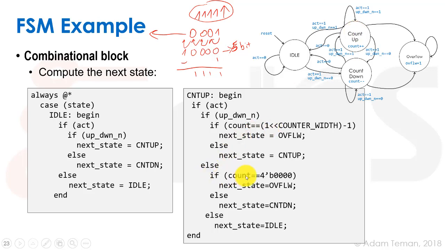Else, if count is 0, then the next state is overflow. Else, the next state is count down. So if we were here, I don't know how we'd be here with count 0, but if we were, then we would overflow if we were going to try and count down from 0. So that's basically our description of count up.